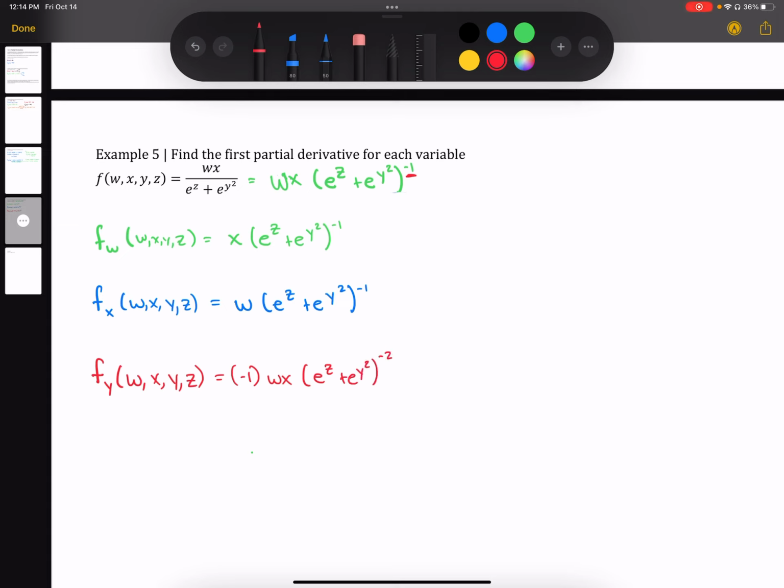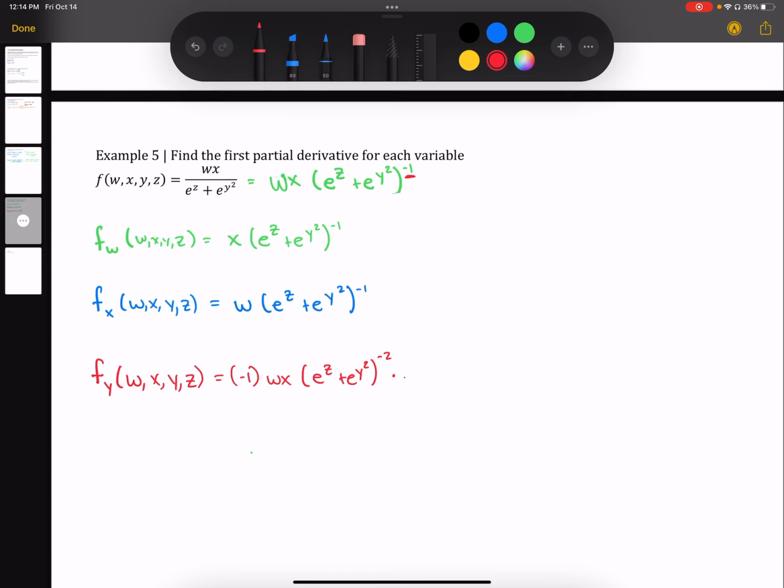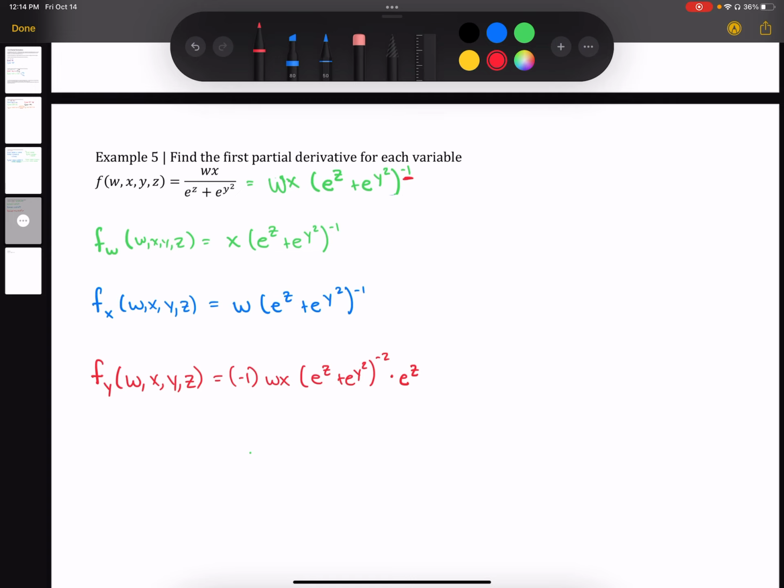We subtract one from the power, and that's going to give us -2. And the chain rule says that we need to multiply by the derivative of the inside. So the derivative of e to the z is e to the z, and the e to the y squared doesn't contain a z, so its derivative is 0. So that's going to be -wx e to the z.